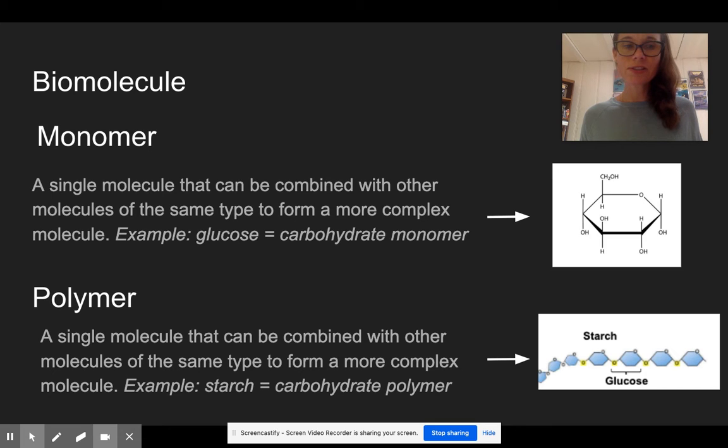And then the next term is a polymer. This is a molecule made of many units that can be combined with other molecules of the same type, that forms a more complex molecule. So if you link or bond a whole bunch of glucoses together, you can get a polymer. For example, starch is a polymer. So three broad terms to know are biomolecules, monomers, and polymers.